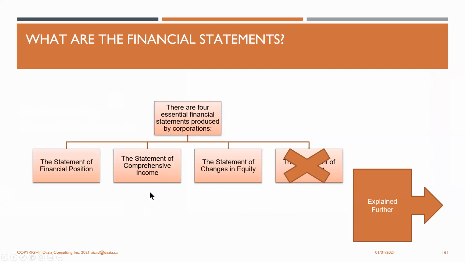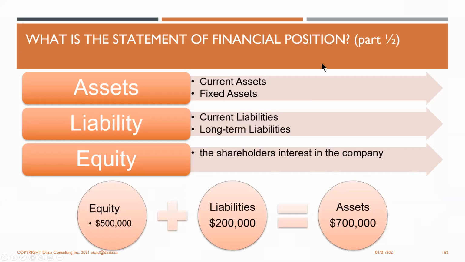All right, so there are 4 financial statements. In your course they have 3, but actually there are 4. We're not talking about the fourth one here, so we're just going to talk about the 3. There's the statement of financial position, comprehensive income, and changes in equity. So let's talk about these. Why are we doing this? If you're investing in a company, you want to know about the company. What are their assets? What are their liabilities? And what is their equity?